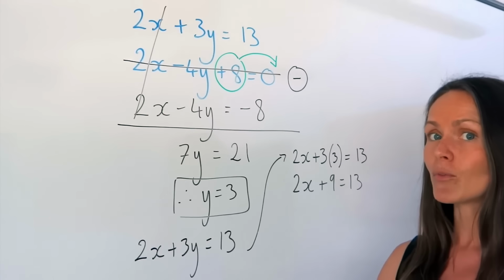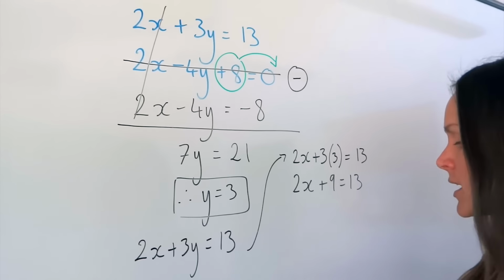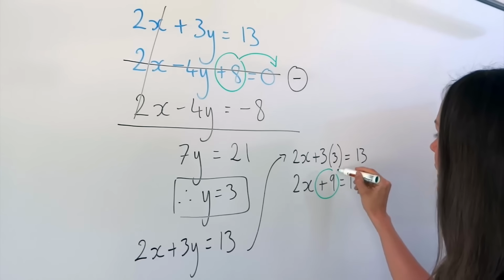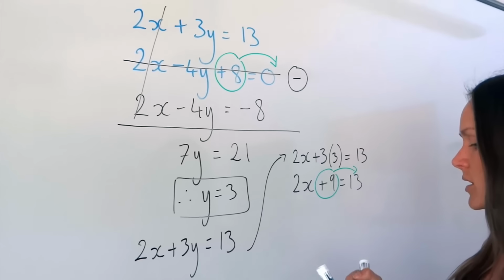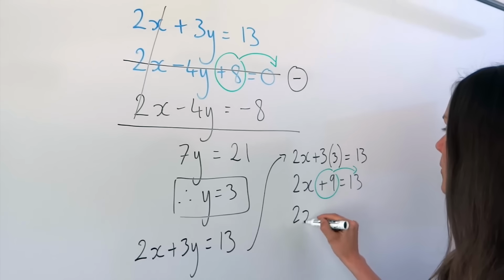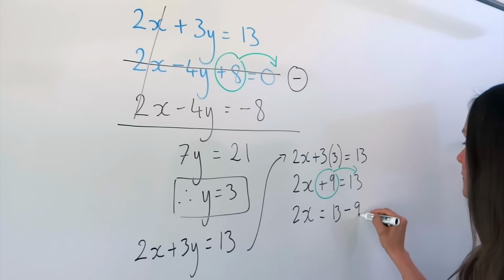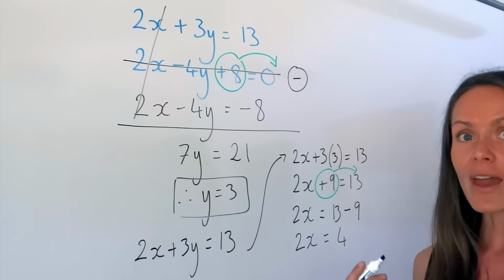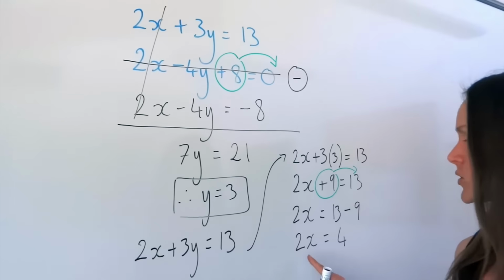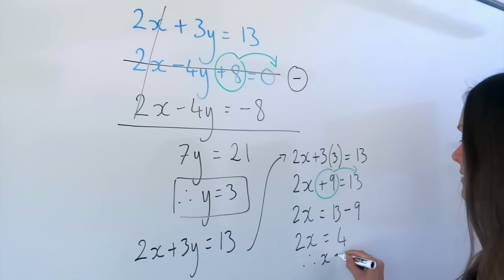So remember, you need to move everything that's not x to the other side of the equation. So we're solving. Let's move this 9 to the other side. So this changes to a negative when it moves to the other side. So we've got 2x equals 13 minus the 9, which leaves me with 2x equals 4. So the x value must be 2, because 2 multiplied by 2 gives me 4. So x equals 2.